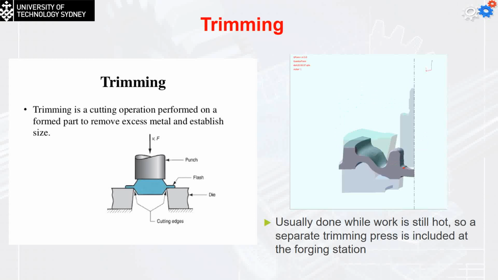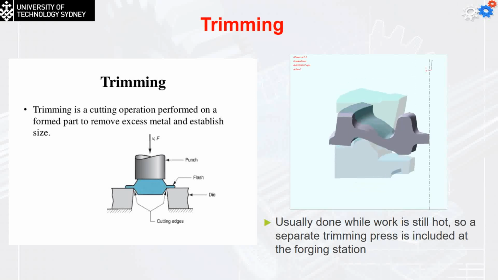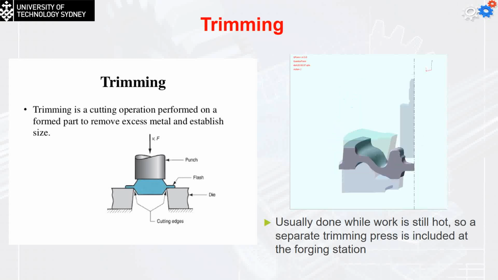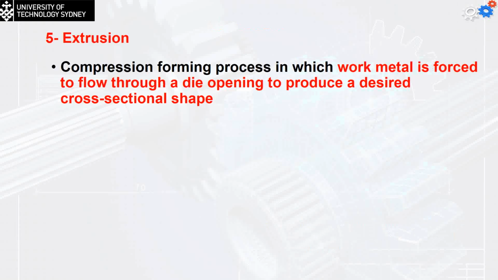Now the other operation is extrusion, and I tell you the simplest example for that is the toothpaste process, or even the cream applicator in the cake process. Different dies are going to give you different shapes, but in this case we're going to put the metal inside. So extrusion is a compression forming process in which the work metal is forced to flow through a die opening to produce the desired shape.